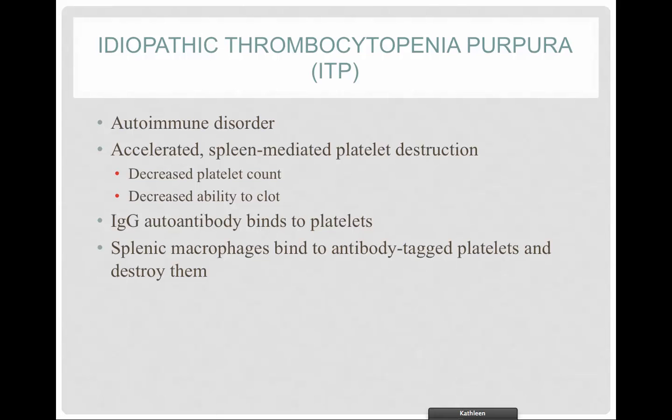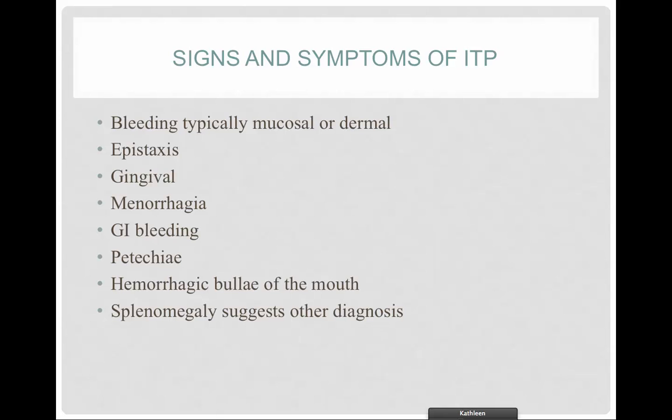Accelerated spleen-mediated platelet destruction. Patients present with decreased platelet count, decreased ability to clot, also known as ITP, which I'm sure most of you have taken care of patients with. And so basically, IgG autoantibody binds to platelets. Splenic macrophages bind to antibody-tagged platelets and destroy them for this autoimmune disorder.